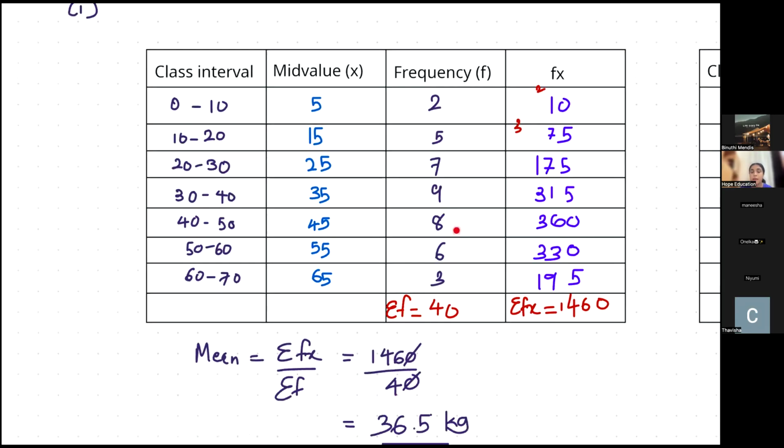These 8 bags, the mass is between 40 to 50 kg. 50 kg is the maximum mass. Even all the 8 bags could have 50 kilograms. These 6 bags, their masses are between 50 to 60 kilograms. Maximum, all of them could be 60. These 3 bags have a mass between 60 to 70 kg. All three could be 70.